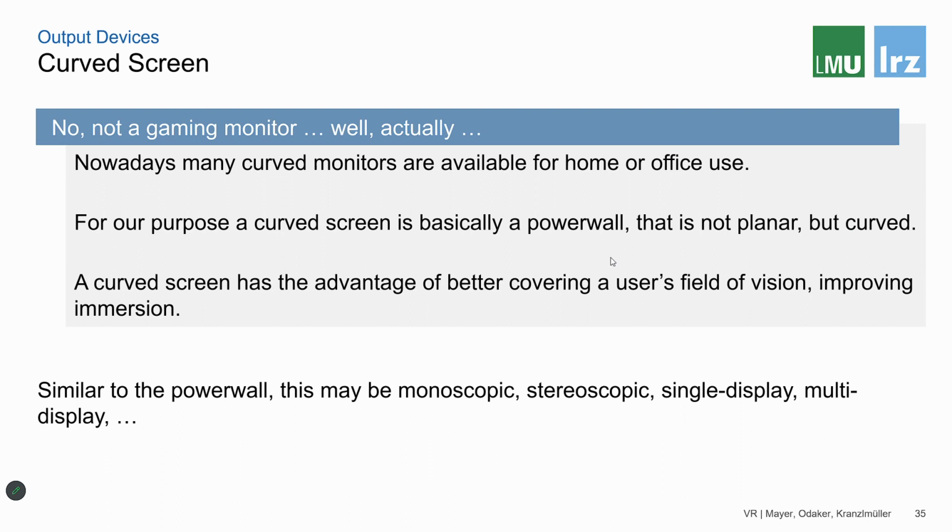Again, it may be monoscopic, it may be stereoscopic, it may be single display, it may be multi-display. That is quite the same as with the Powerwall. Curved screens usually tend more to be multi-display due to the fact that with the curve, you have to distort the image. And that is a bit easier if you have multiple devices that you can aim at multiple parts of the screen. So you get a better overall picture. Of course, that usually means that you have to also take the curvature into account when you render the image and distort it accordingly.